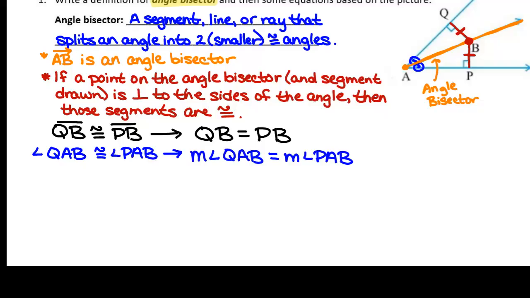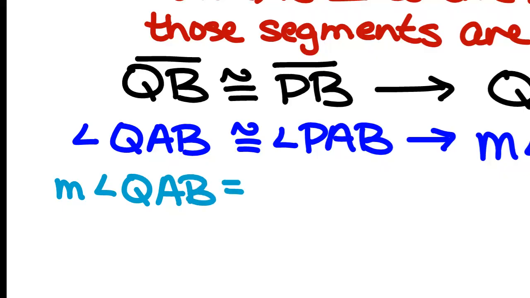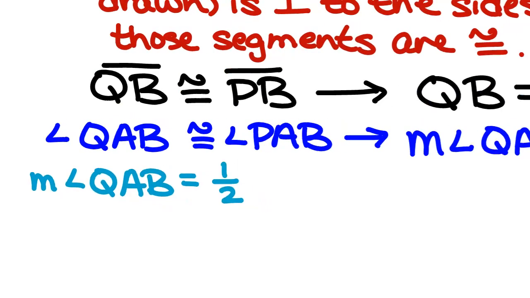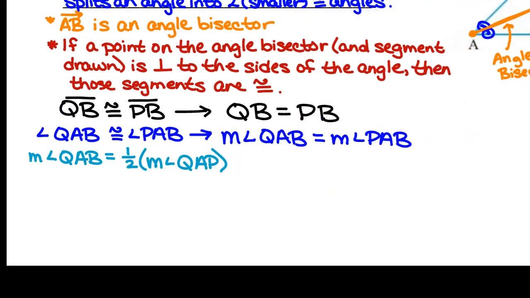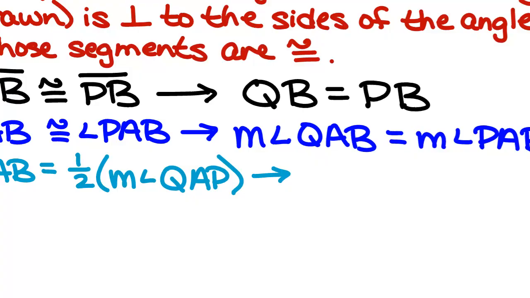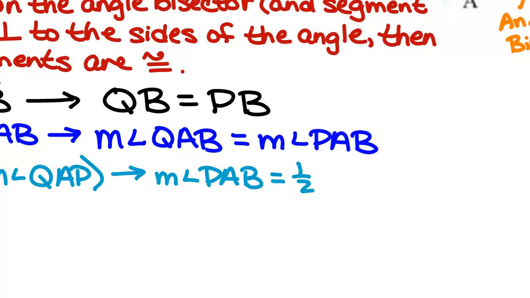Because these two little angles are congruent, that means the measure of angle QAB is half of the big angle, angle QAP. Same thing is true for the other little angle, angle PAB, is half of the big angle QAP.